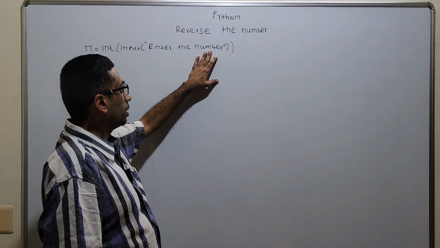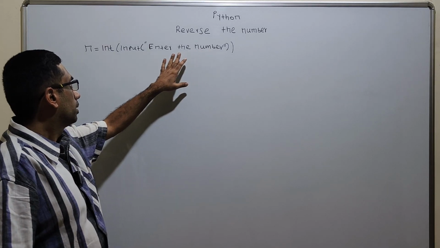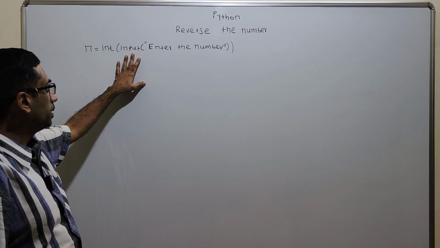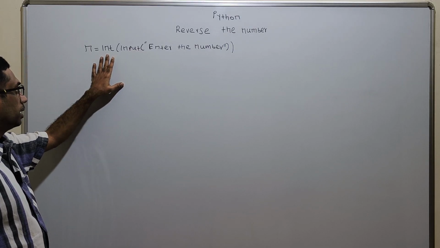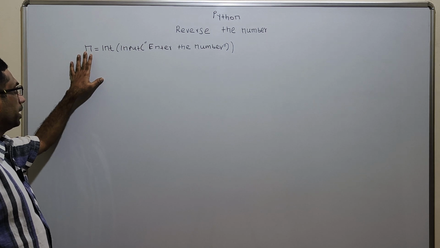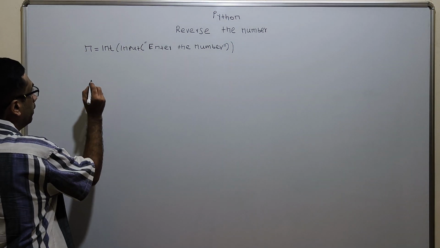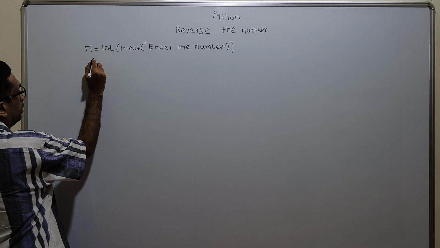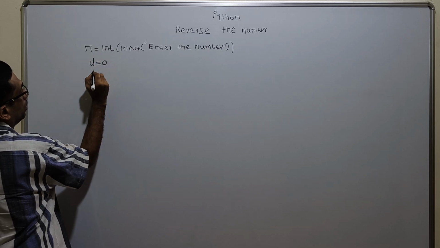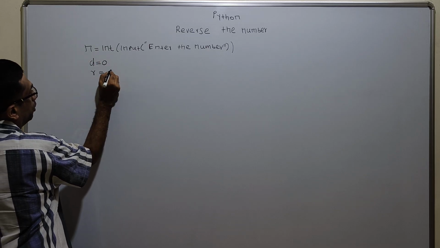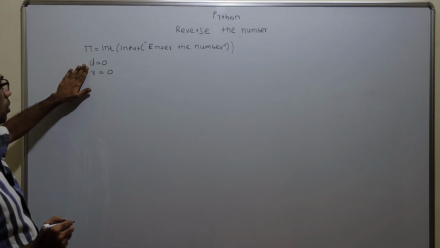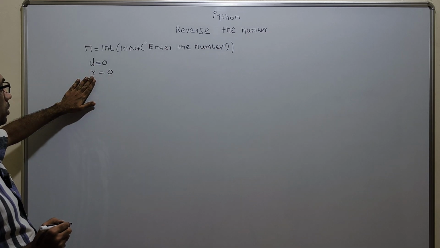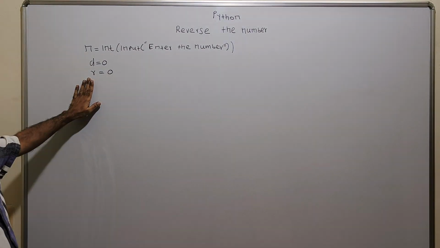When the user enters a number, the input statement receives the number as a string, and the int function converts it to an integer and stores it in the variable n. Now I am having two variables, d equal to 0, r equal to 0. D is the variable going to hold the integer digit, and r is going to hold the reverse of the given number. Now I am writing the while loop.